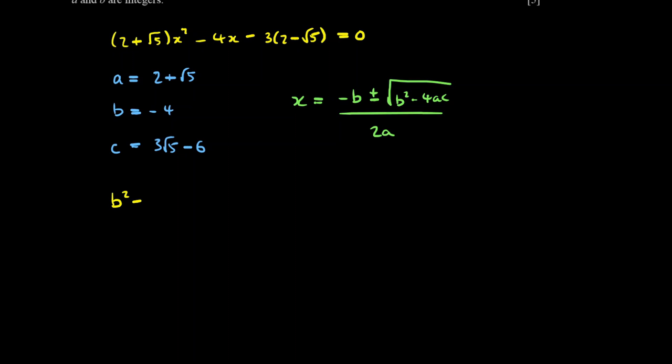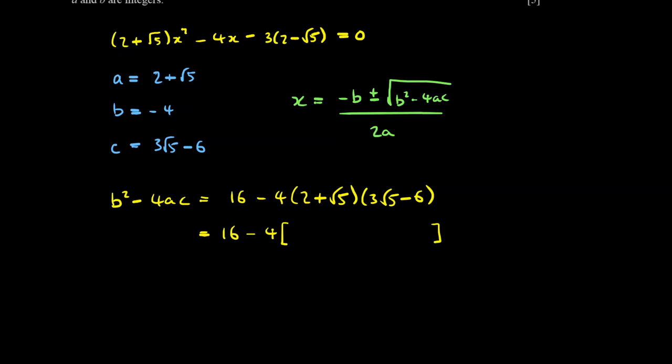b squared minus 4ac is equal to negative 4 squared, which is positive 16, minus 4 times (2 plus root 5) times c, which is 3 root 5 minus 6. So now let's expand this. We've got 16 minus 4, big bracket. I'm going to expand these brackets here. I'm going to get 2 times 3 root 5, which is 6 root 5, and then 2 times minus 6, which is minus 12.